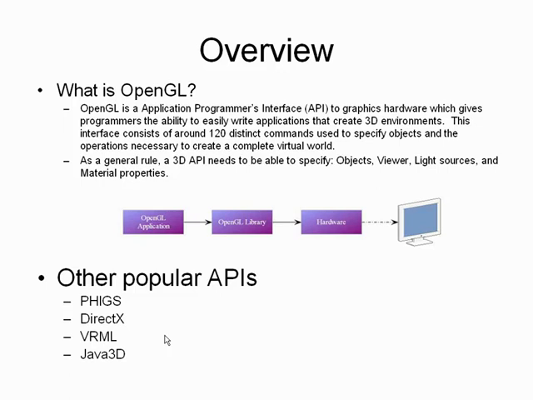Right. Now, we do have added into the slide here that as a general rule, a 3D API needs to be able to specify objects. Right. We need a virtual viewer that allows us to view into our world in which we construct things. Like a camera. Yeah, light sources. Yep. So you can light up your scene. Exactly. And, of course, material properties.